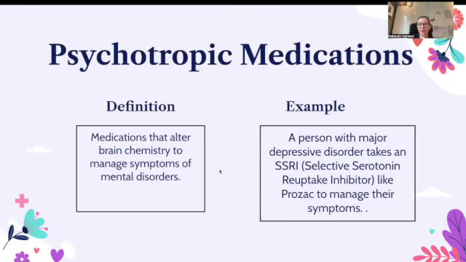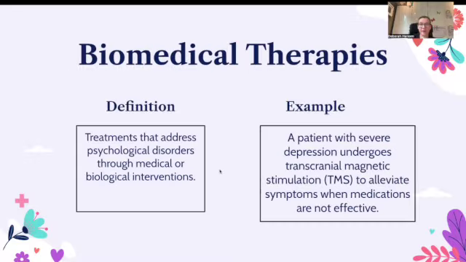Next, we have psychotropic medications, medications that alter brain chemistry to manage symptoms of mental disorders. So a person with major depressive disorder takes an SSRI, a selective serotonin reuptake inhibitor, like Prozac, to manage their symptoms. Biomedical therapies. These are treatments that address psychological disorders through medical or biological interventions. For example, a patient with severe depression undergoes transcranial magnetic stimulation, TMS, to alleviate symptoms when medications are not effective.